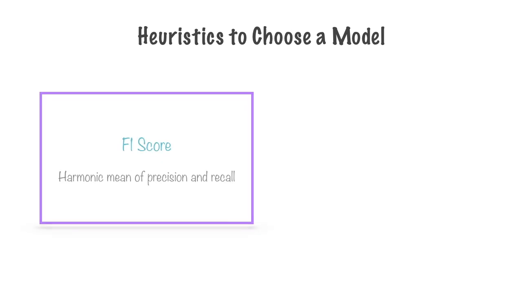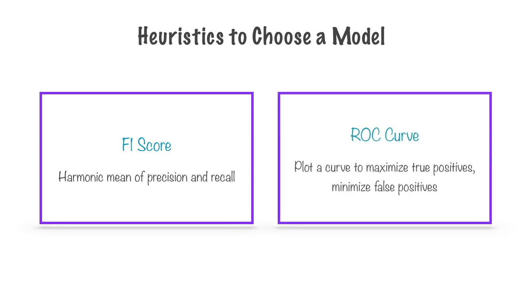You have to make a call. A more precise model will have a low recall, and a high recall model will be less precise. Fortunately, however, there are some heuristics which allow us to determine which machine learning model works well for us. Two of these heuristics are here: the F1 score. The F1 score is the harmonic mean of precision and recall, and then we have the ROC curve.